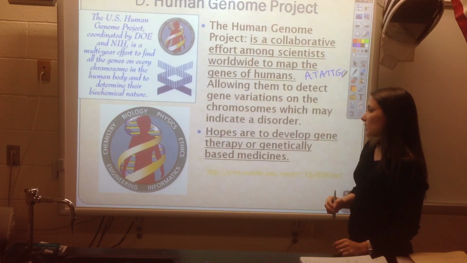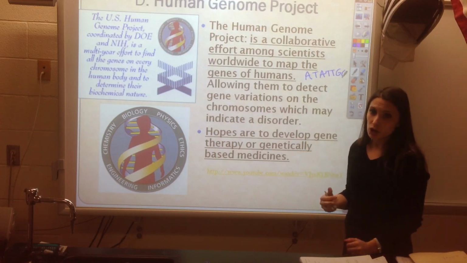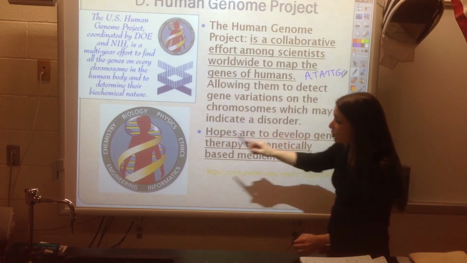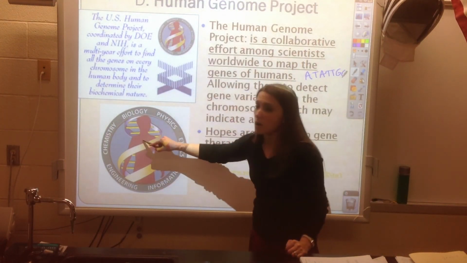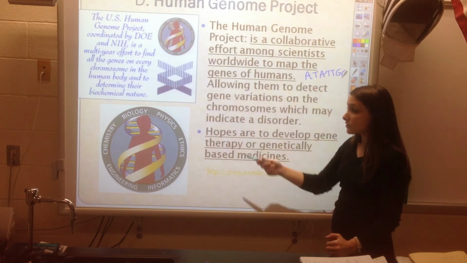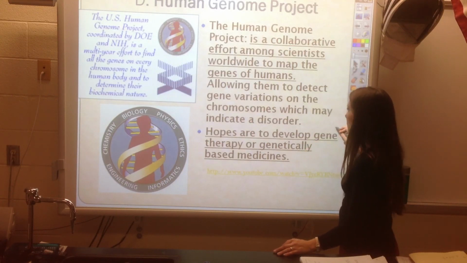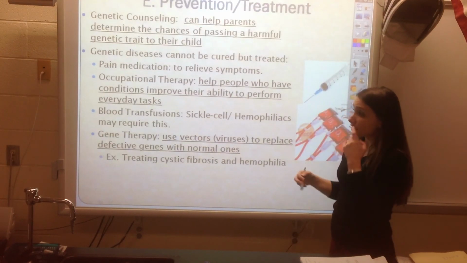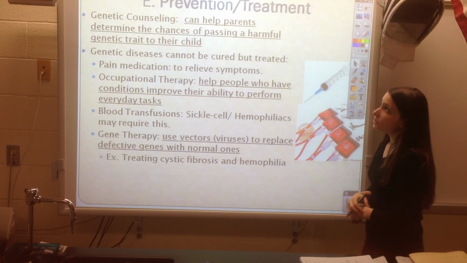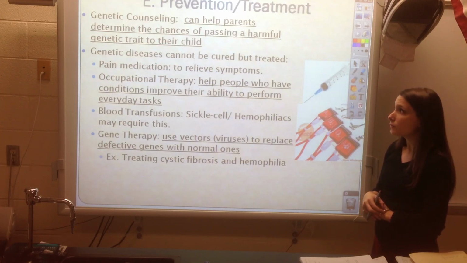The hope is that one day we could use gene therapy, which means we could fix your genes. Right now, that's not really a possibility because that gene is in every single one of your cells. And in order to fix those genes, we'd have to fix every single one of those cells. There are some preventions or treatments. The first is genetic counseling. This can help parents determine the chances of passing a harmful trait to their child.